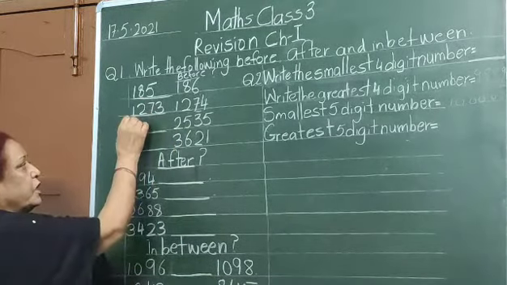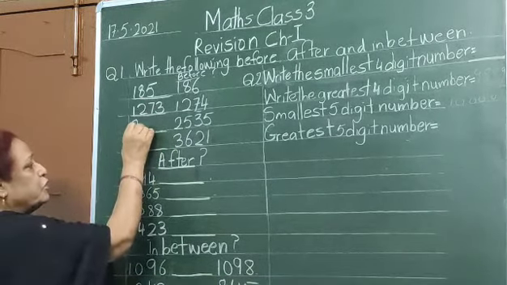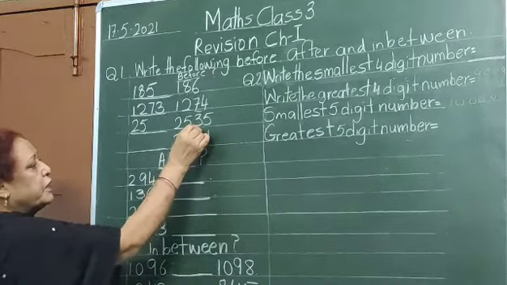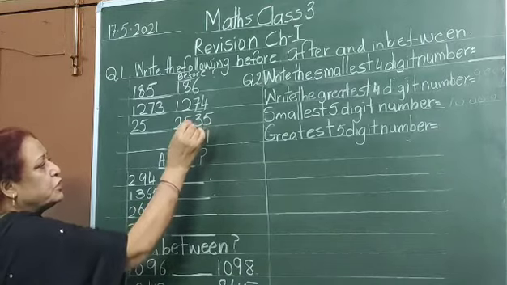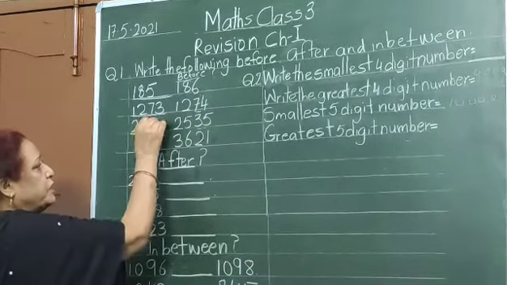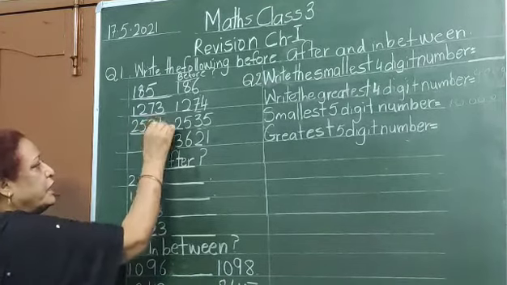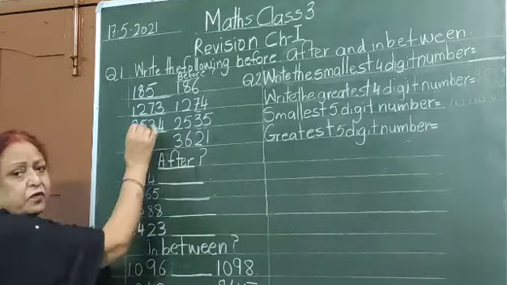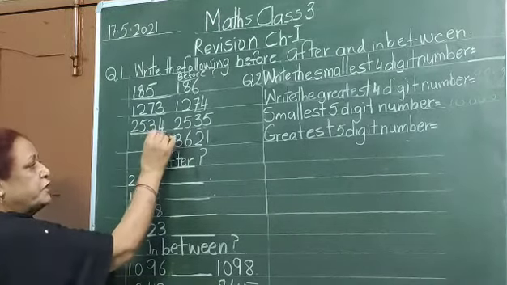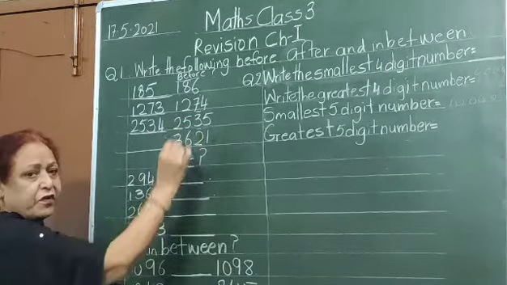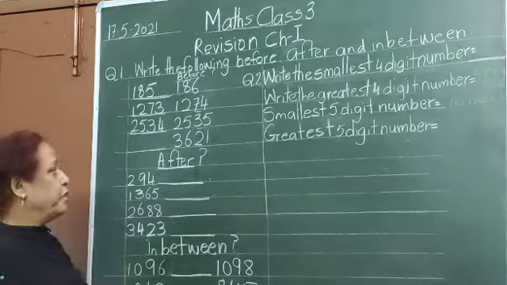2535. We'll write 2500 and again we look at these two digits, 35. 34. Let's read it. 2534 will come before 2535. Okay.